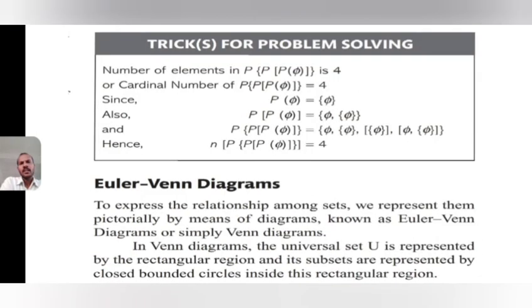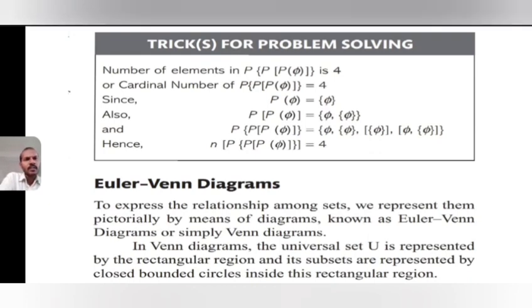Next we move to the next slide. Here are some tricks for problem solving. Let us consider the number of elements in the power set of phi. The number of elements in P(P(P(phi))) is 4, or the cardinal number of the power set, that is P(P(P(phi))), is 4.